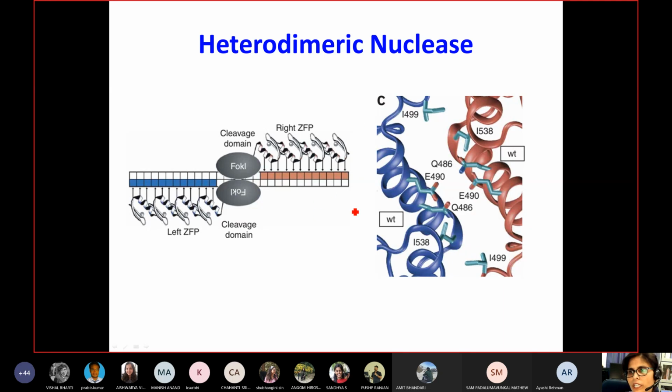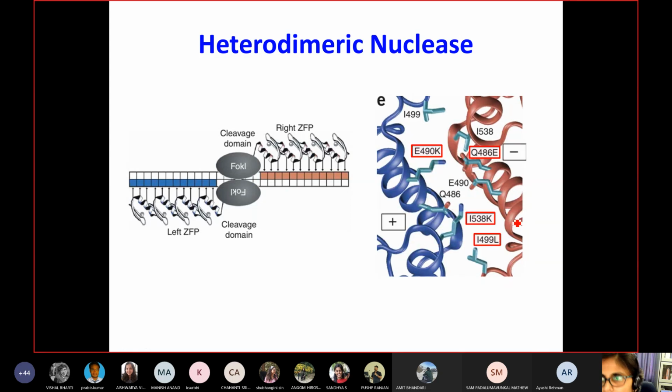So now, apart from D483 and R, there are other interfaces which are connected here. For example, glutamic acid and glutamine, and here also these two are prominent: isoleucine 538 and isoleucine 499. So if you have one dimer and another dimer, that means another same homodimer can form based on these interfaces. So what they did, they mutated a few of these amino acid residues, and these were done only in one residue, or one molecule.